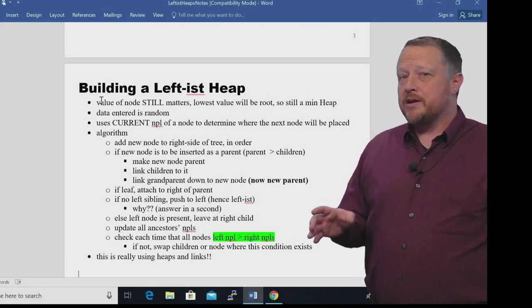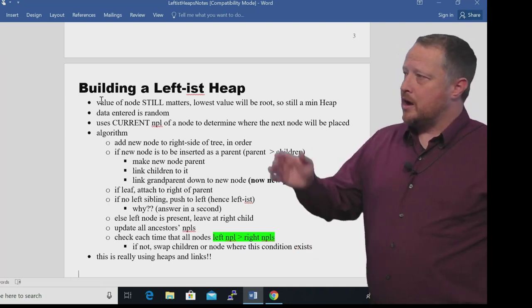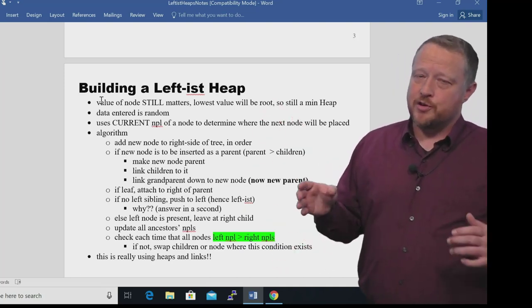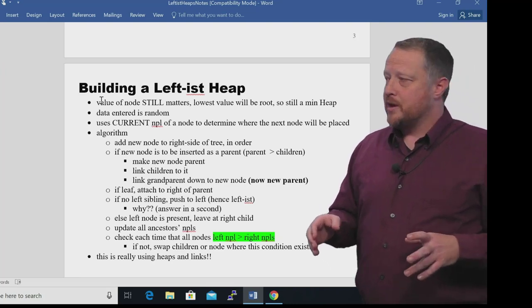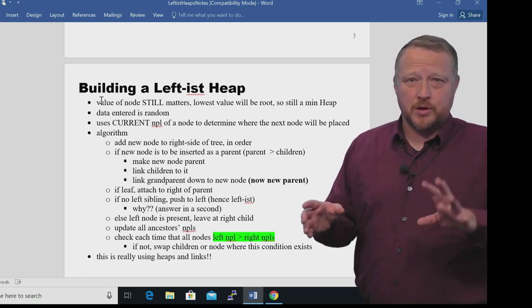So now we get into the algorithm of building a leftist heap. Honestly, this is a lot of text. I'm going to show you pictures of how this is set up. I'm going to paraphrase through some of this, but the pictures will really help. Let's put it that way.